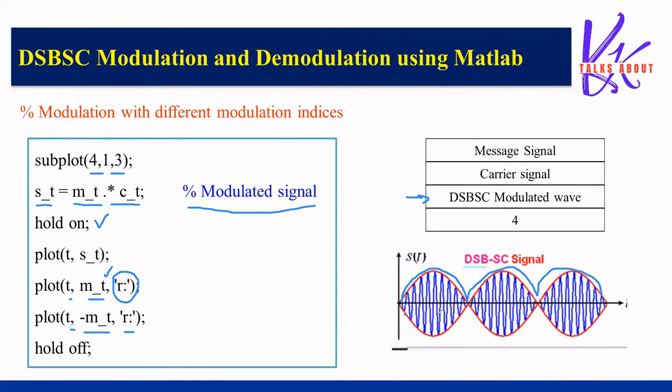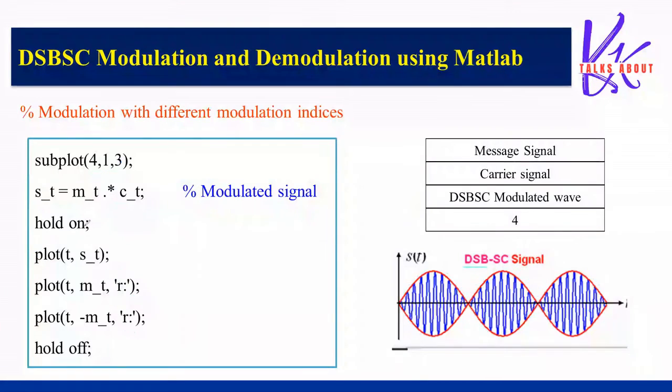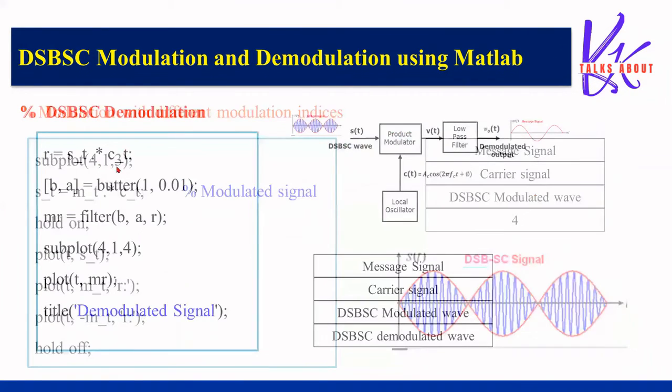that plots your negative half of your message signal, and hold off is a function. After plotting that, it will come out of that particular figure. So hold on will hold on the same figure, hold off will come out of the figure. Now next what we have is the demodulation process.